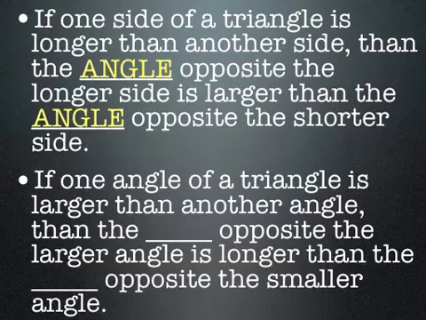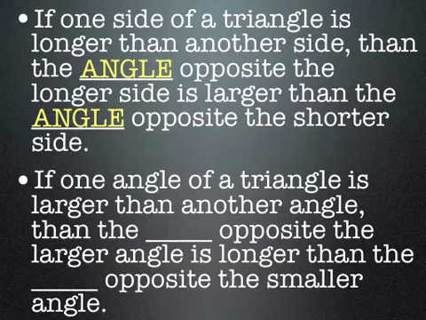Remember, a triangle has three sides, and this is going to go in order. So the largest side is going to be opposite the largest angle. The smallest side is going to be opposite the smallest angle, and the middle length side is going to be opposite of the middle measured angle.